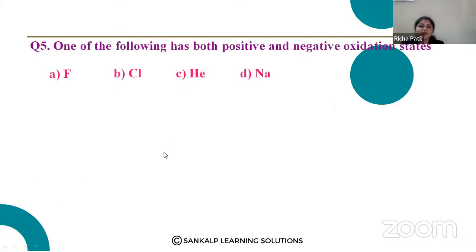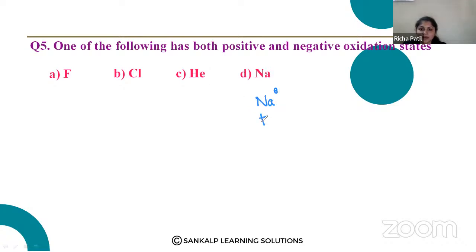Next, one of the following has both positive and negative oxidation state. So from the rules, suppose you don't know which one has it, what you do is try to solve all the other options. Now you know in free elemental state, what is the oxidation state of Na? It will be 0.